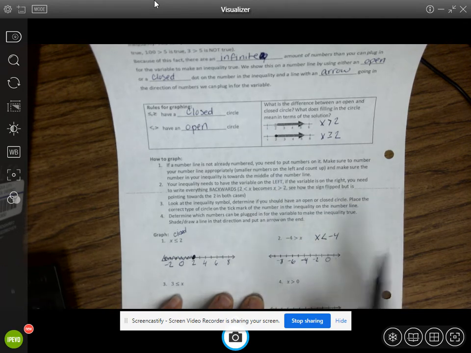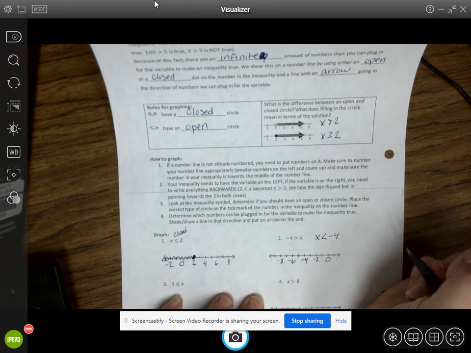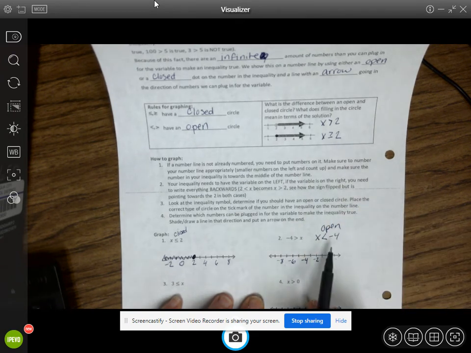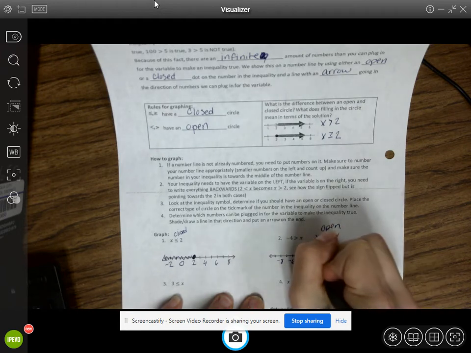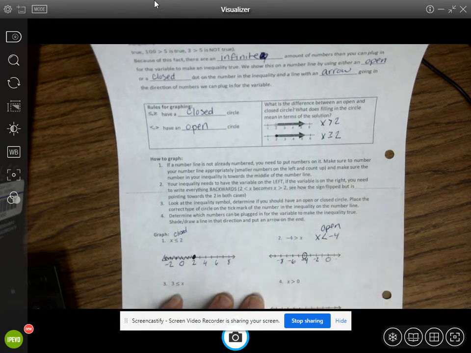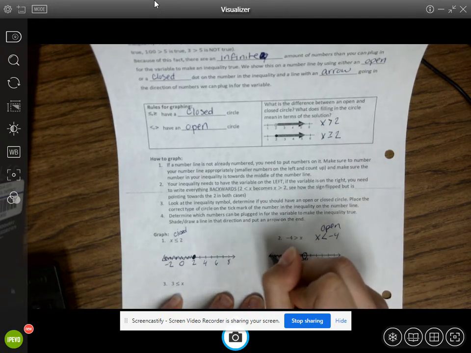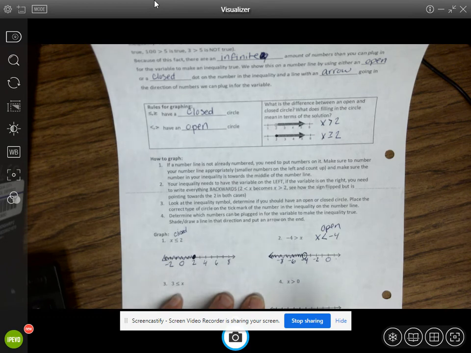Then I'm going to look at my symbol. It is a less than sign, which is open, because it does not have that line underneath. So on -4, I'm going to put an open circle. Now I want my variable to be less than -4. Where are your less than -4 numbers? Are they over here on the left or on the right? Well, -6 is less than -4. So all of these numbers are my solution. 0 is not less than -4, so I'm not going to shade over here.